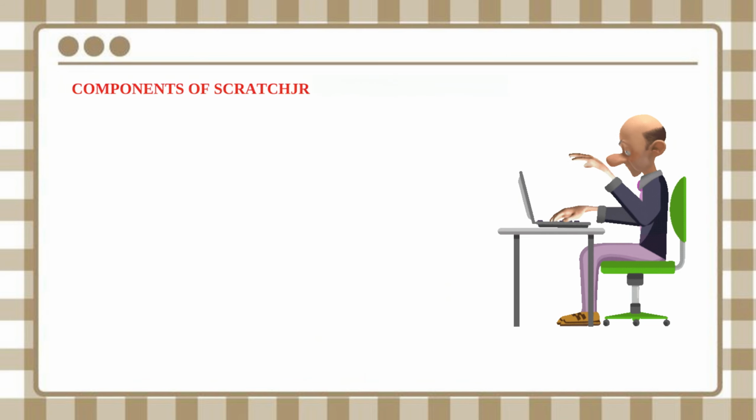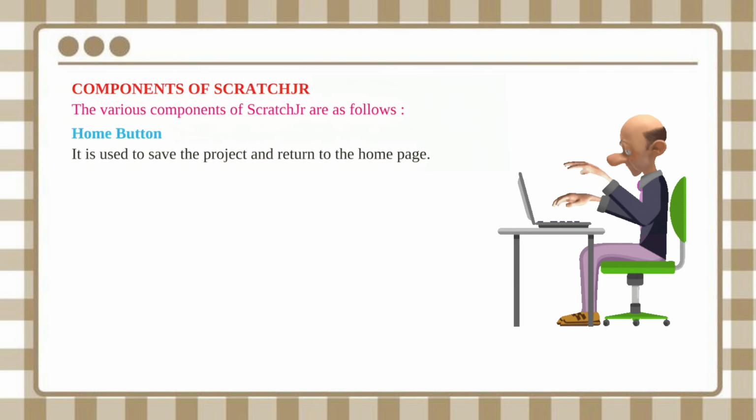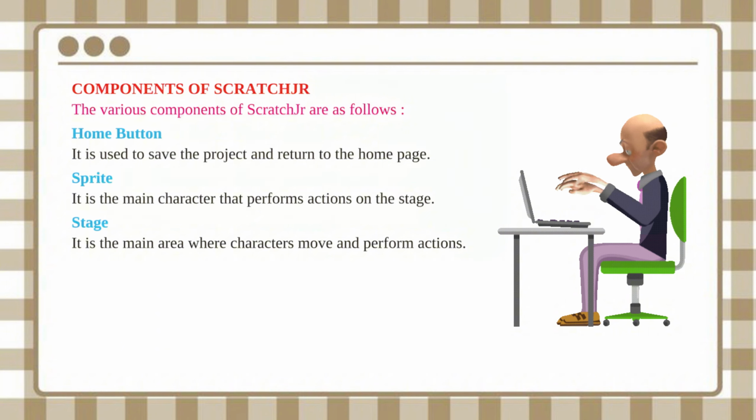Components of Scratch.jr. The various components of Scratch.jr are as follows. Home button. It is used to save the project and return to the home page. Sprite. It is the main character that performs actions on the stage. Stage. It is the main area where characters move and perform actions.